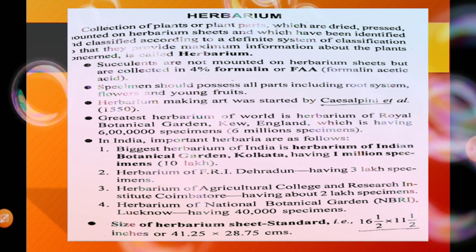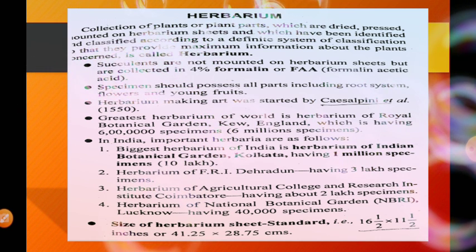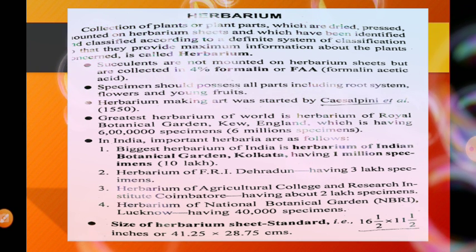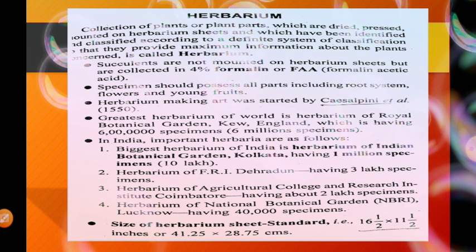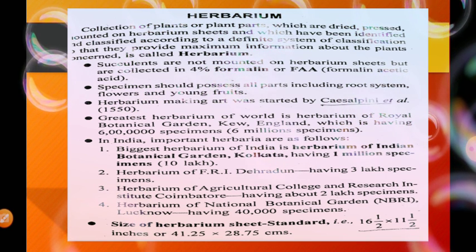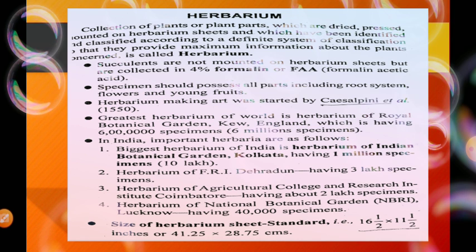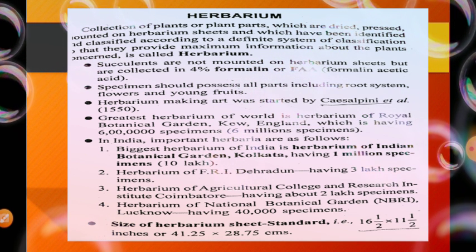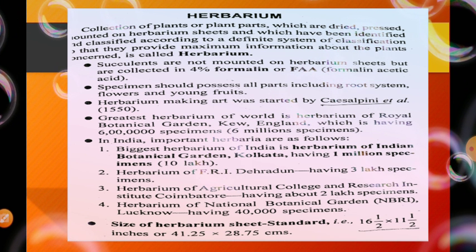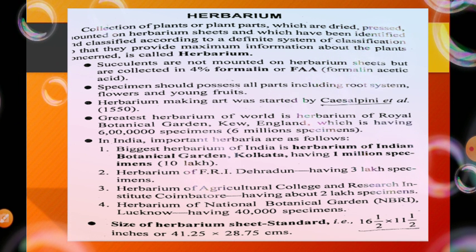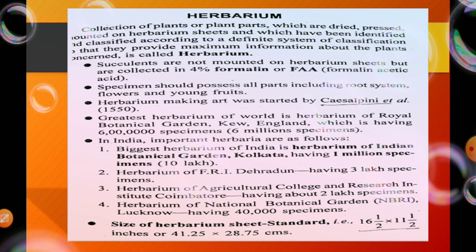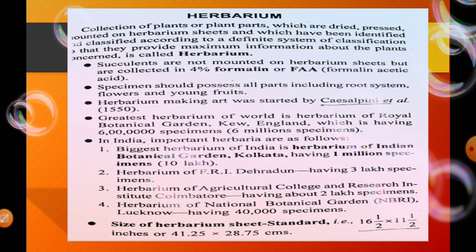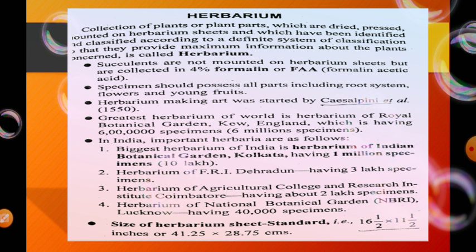These have been identified and classified according to a definite system of classification, or they will be studied and identified, then classified into the particular plants. That's why it provides the maximum information about that plant. Whenever we study that particular plant, it gives us so much information about that particular species, and this is known as the herbarium.